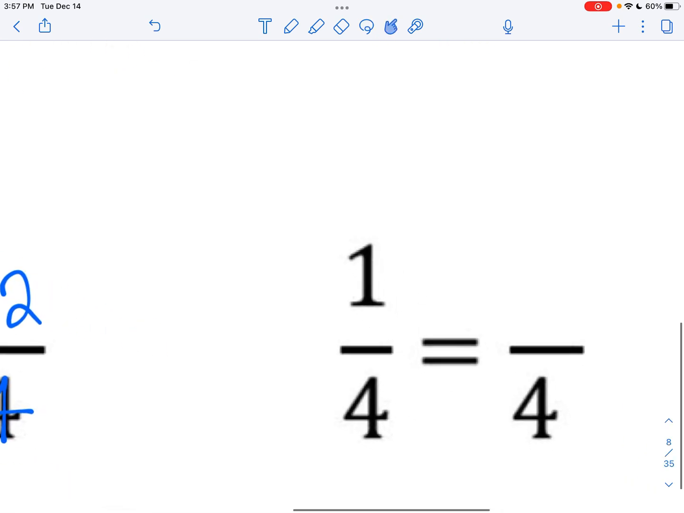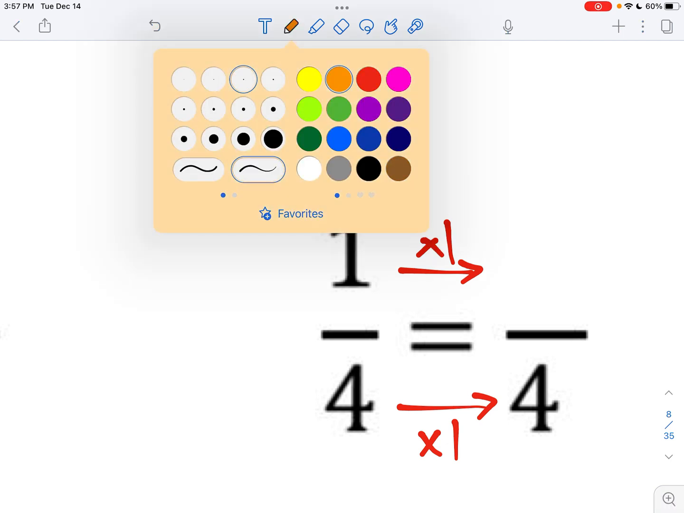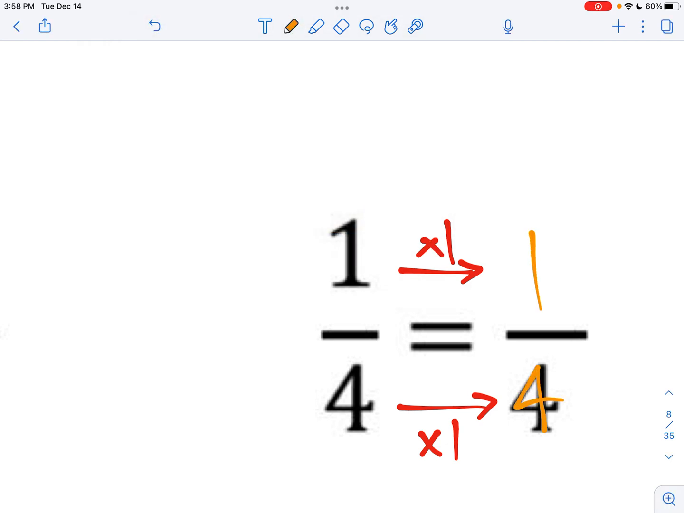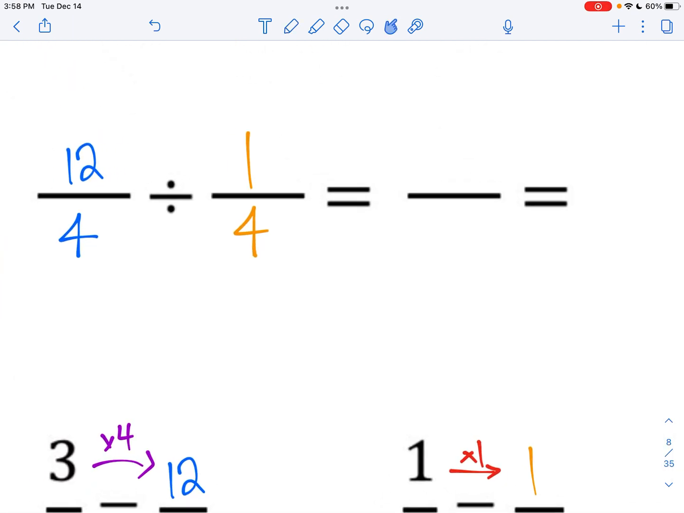For the other fraction, do you see how it already has 4 on the bottom? Right? I could put in times 1, and I could put in times 1. It's the same because it's already 1/4. I don't have to change it at all. The whole point is to make the denominator be the same, and now they are.